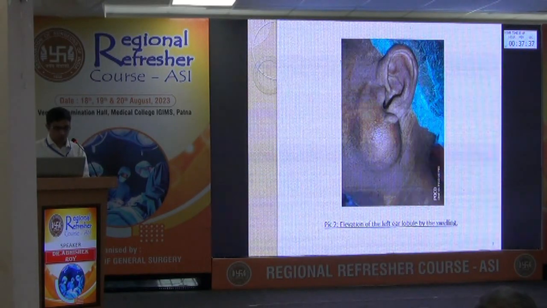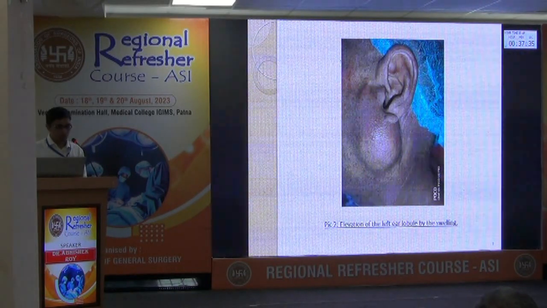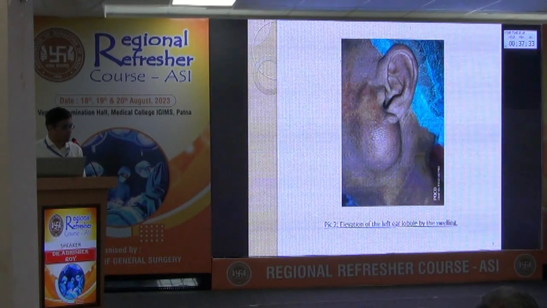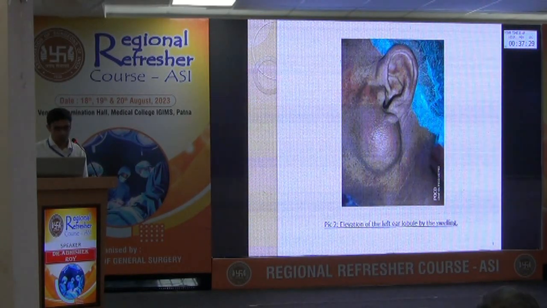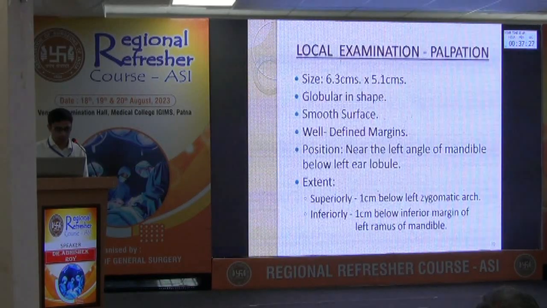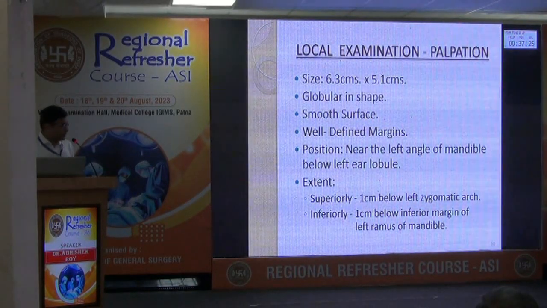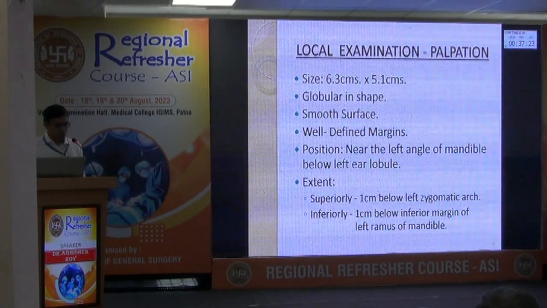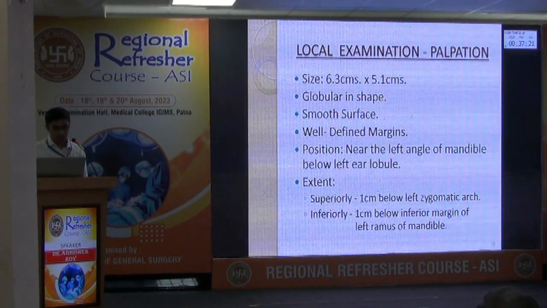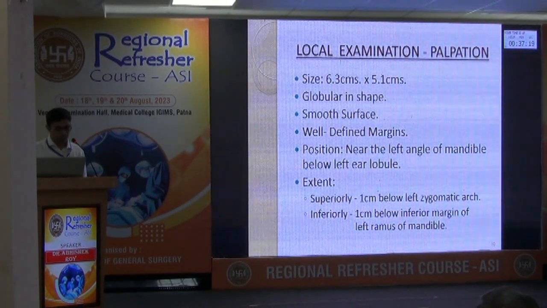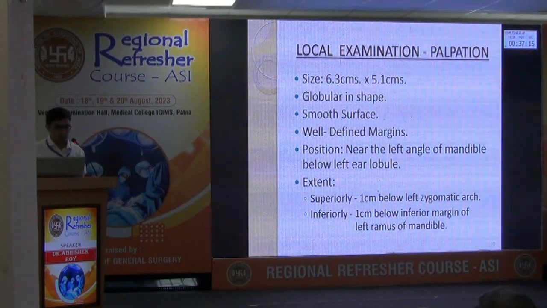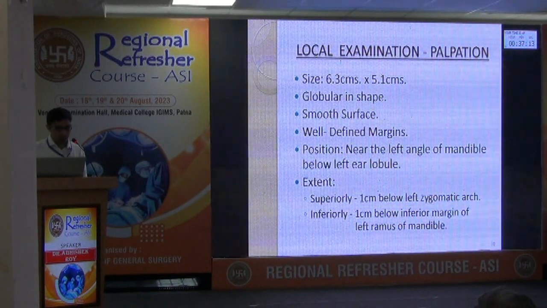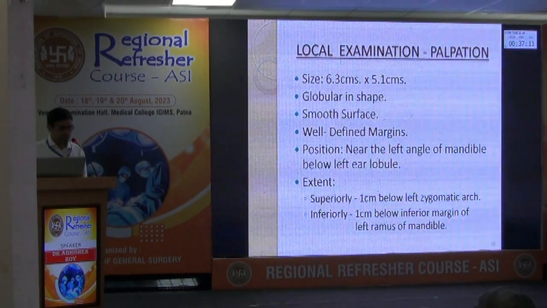The retromandibular groove, the groove that is normally present below the ear lobule, is basically obliterated by the swelling. The surface is smooth, and the margins can be clearly demarcated. Coming to the palpation, on exact measurement we found that the size of the swelling was around 6.3 into 5.1 centimeters. The shape, as we confirmed on inspection, was globular. The surface was smooth and the margins were well defined.